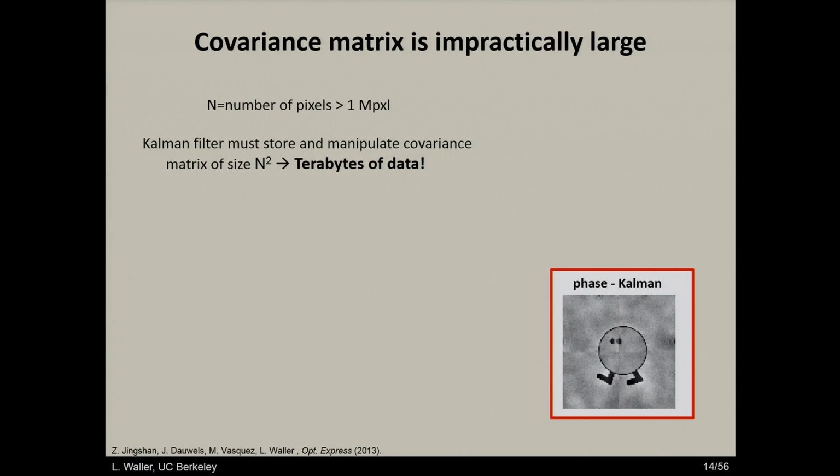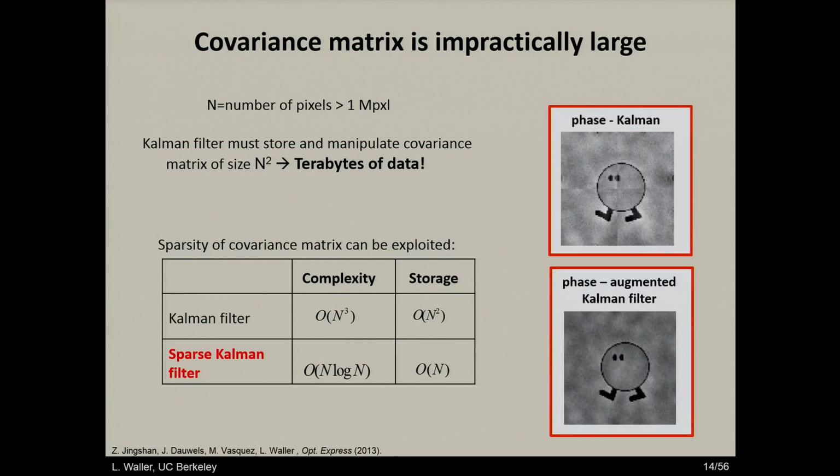Okay, so there's a big problem with this. The Kalman filter keeps track of the covariance. It's good at dealing with noise because it keeps track of the noise covariance. But we have a million by a million covariance, and we're in trouble.